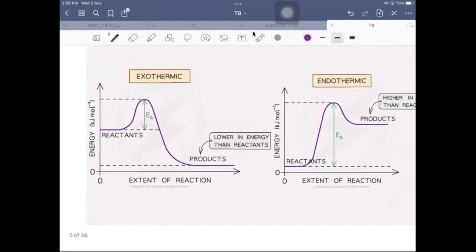Maybe we can write down: the EA, activation energy in exothermic reaction, is generally, that means most of the time it's true, smaller than in endothermic reaction.